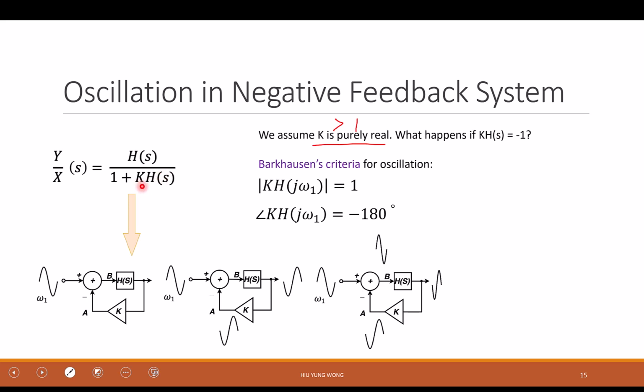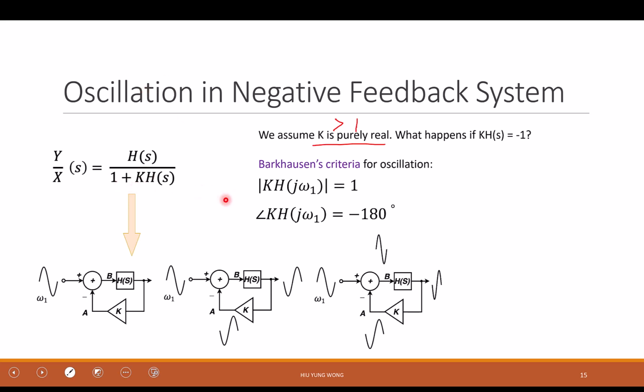When KH equals -1, this becomes 0. Blow up. It basically is saying that even if you have a very tiny input, 0 input, I have a very large output. And it basically is saying that at that frequency, even if it is just noise from the cosmic radiation or some very tiny noise from the Tesla driving through the street, right? Very tiny. It's going to amplify and then mess up your circuit. And that will cause the oscillation.